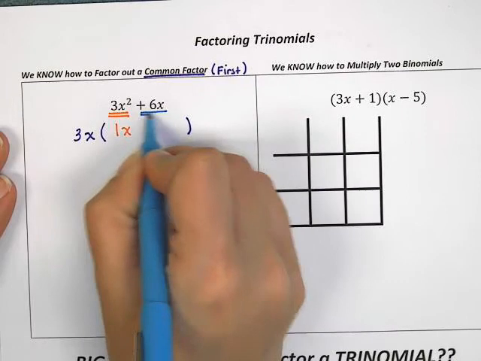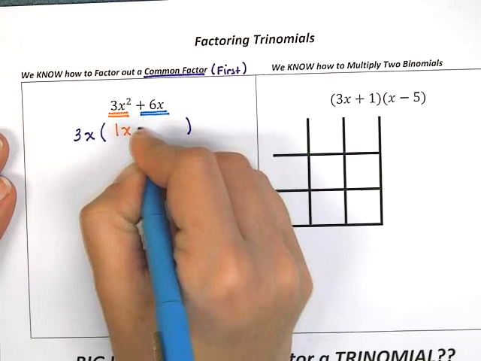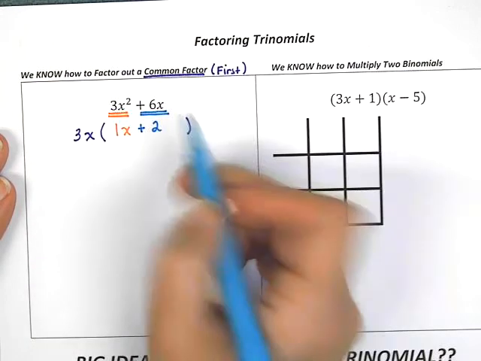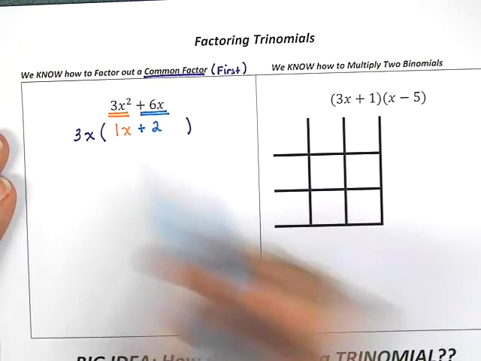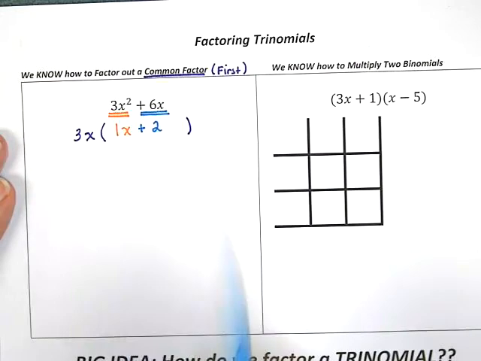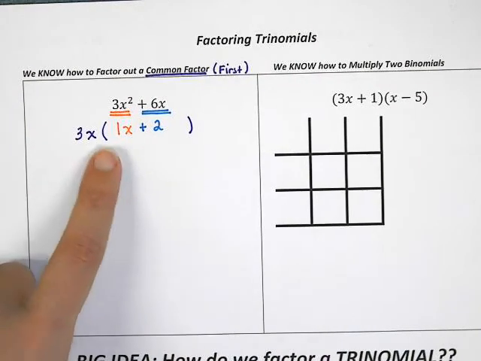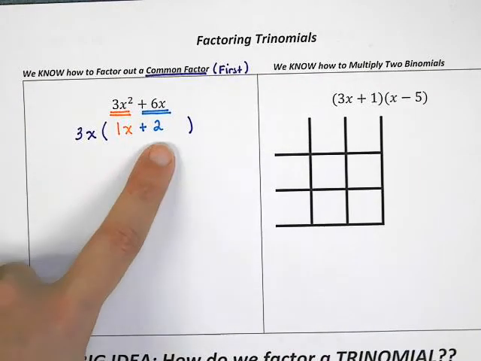If I divide 6 divided by 3, I get 2. There used to be 1 x here, but I just took it out. So there are no x's left. And my final answer would be 3x parentheses 1x plus 2.